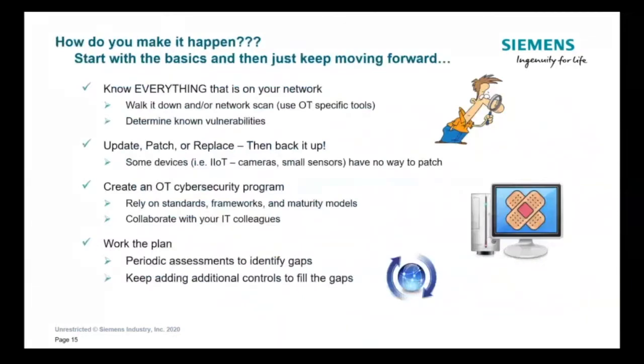So when we start looking at creating a plan, there's 4 key factors that roll into this. Again, knowing what's on your network is always number 1. You can't protect what you don't know is out there. Then update, patch, or replace.